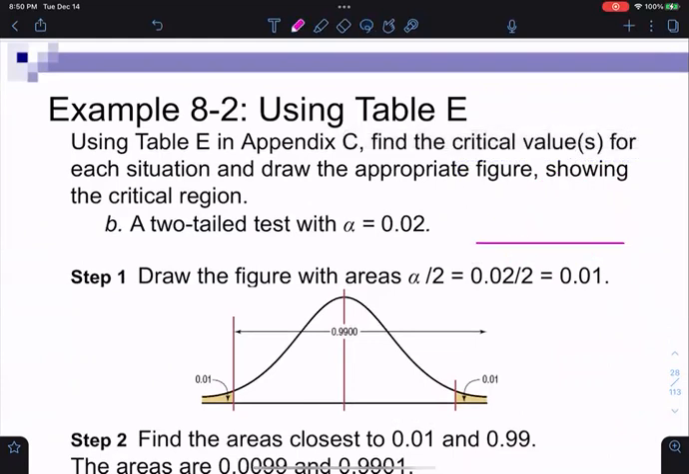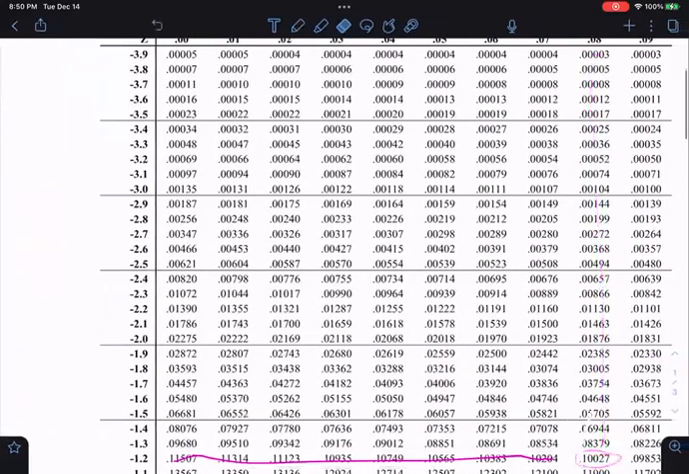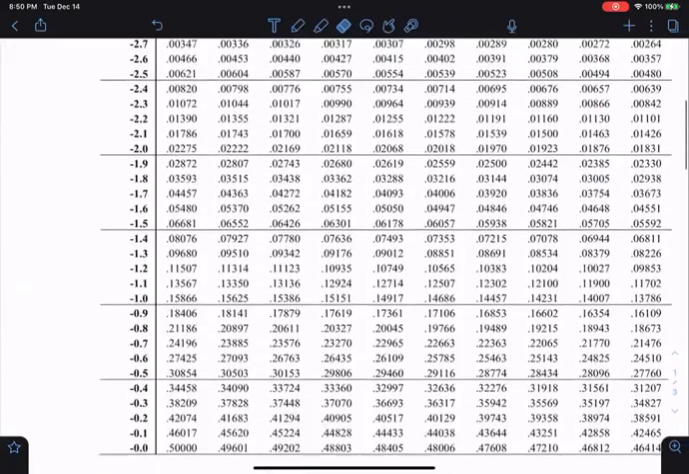So for a two-tailed test, you will need to do, like they say here, alpha over 2. It's just alpha divided by 2. And alpha is 0.02, divided by 2 is 0.01. So you need to look for that value, 0.01. You look at the table, 0.01, and you find whatever the value is.